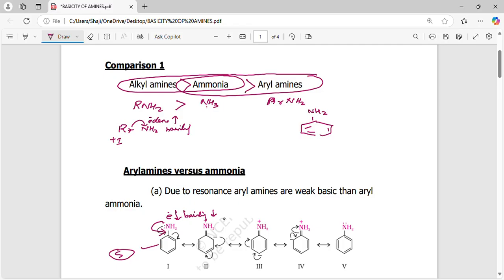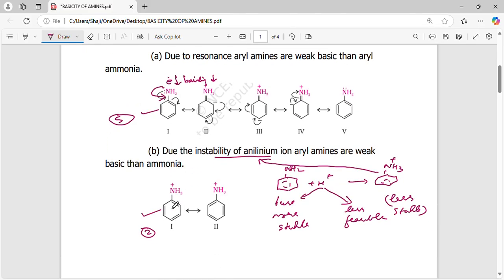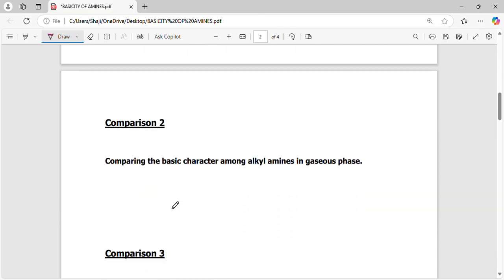So when you have a question in which all three species, alkyl, aryl and ammonia, are there, always select alkylamines as the one with the most basic character and arylamines as the one with the least basic character. Ammonia always comes in between these two amines. So that's the first comparison.